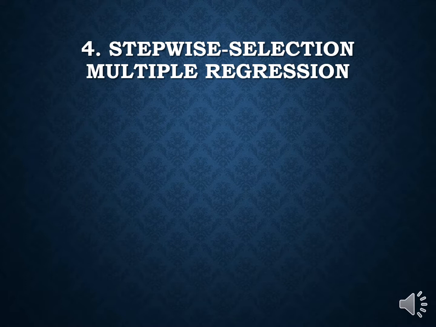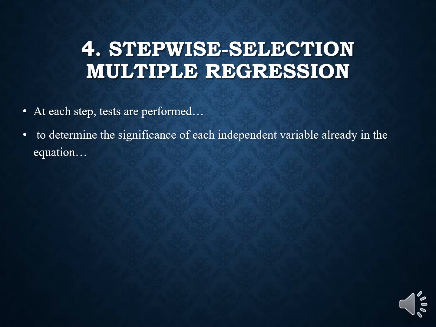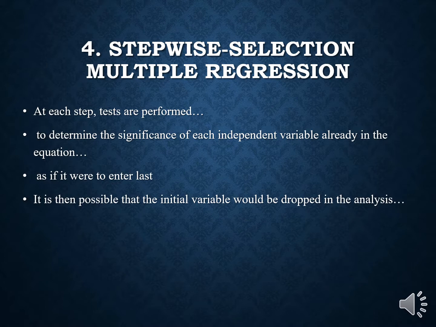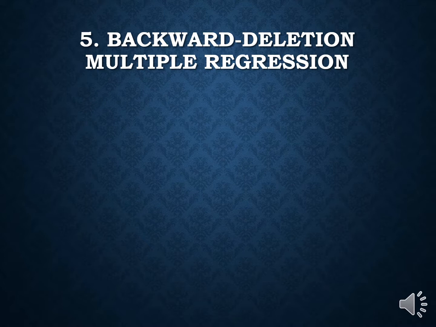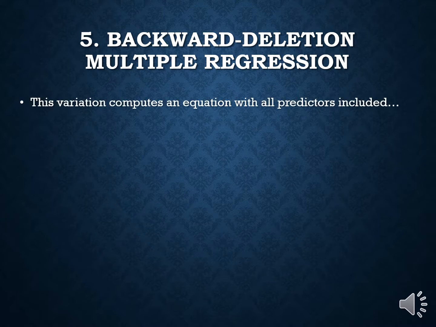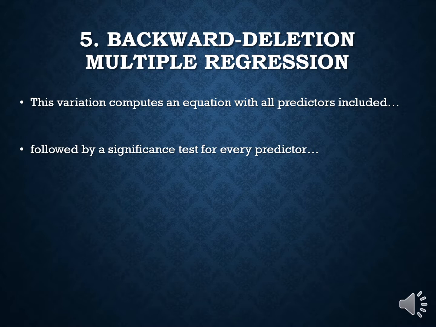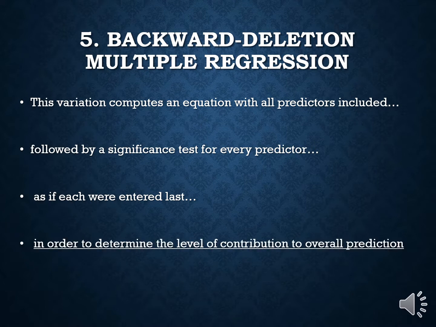Stepwise selection multiple regression is our fourth area of multiple regression. At each step, certain tests are performed to determine the significance of each independent variable already in the equation, as if it were to enter last. It is then possible that the initial variable would be dropped in the analysis because it no longer serves as a substantial contributor. And last but not least is the backward deletion multiple regression. This variation computes an equation with all predictors included, followed by a significance test for every predictor, as if each were entered into last, in order to determine the level of contribution to overall prediction.